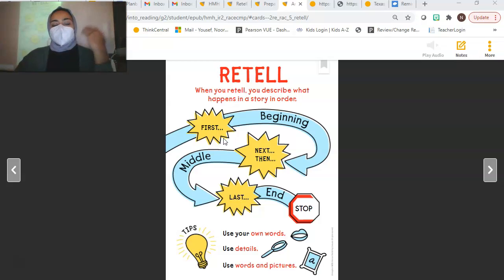So when they say use your own words, it doesn't mean you're copying down from the story what happened. No, you're going to read that part and write in your own words what happened. Okay? So it's not copying the story down. That's not what we're doing. You're retelling the story in your own words, beginning, middle, and last.